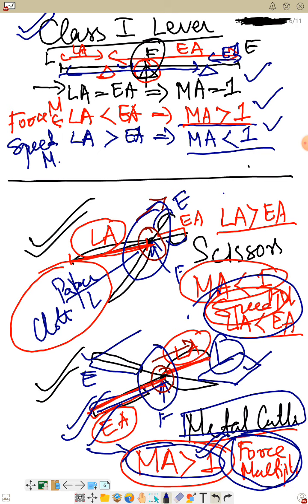So you need to understand it in this way. Are you getting my point? Yes, because the position of the fulcrum, whether it is near to the effort or near to the load, decides whether the lever is a force multiplier or a speed multiplier.